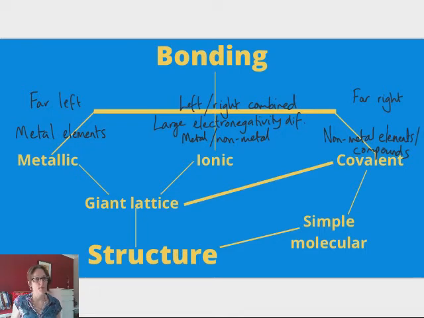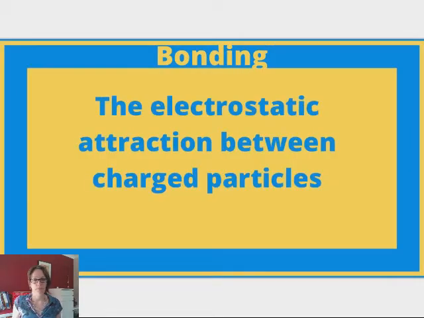So the real difference between ionic and covalent is really you looking at how much difference in electronegativity there is. So that is our bonding. The electrostatic attraction between charged particles. That's what bonding is. That's what all types of chemical bonding are. In fact, that's really the basis of many things that we explain.